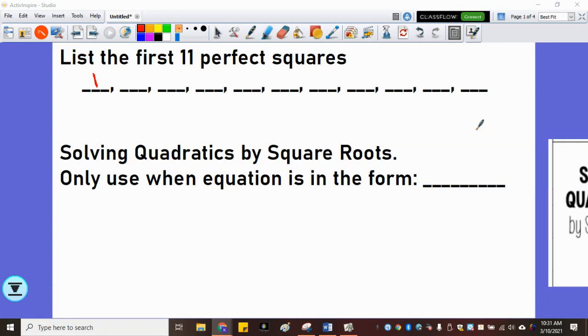So first thing we need to do is review our perfect squares. So perfect squares, 1 is a perfect square, 4 is a perfect square, 9 is a perfect square. Do you guys see where this list is coming from? Or do you think I'm just making it up?